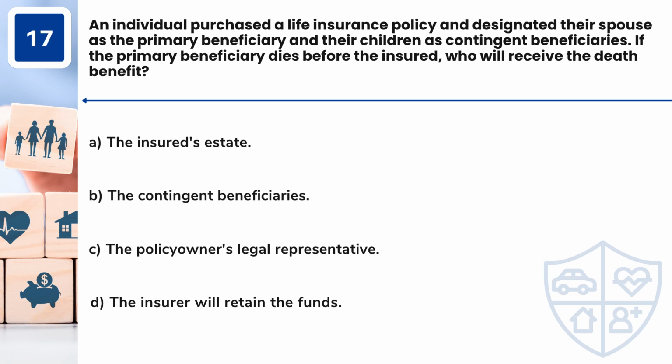Question 17. An individual purchased a life insurance policy and designated their spouse as the primary beneficiary and their children as contingent beneficiaries. If the primary beneficiary dies before the insured, who will receive the death benefit? A. The insured's estate. B. The contingent beneficiaries. C. The policy owner's legal representative. D. The insurer will retain the funds.